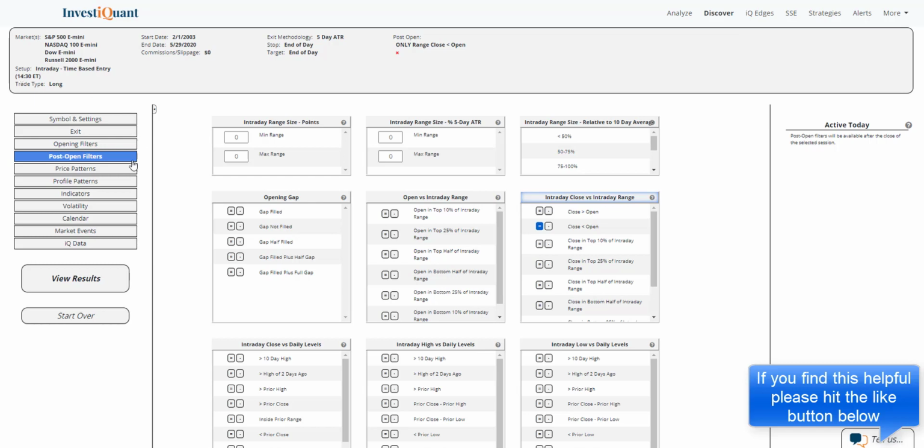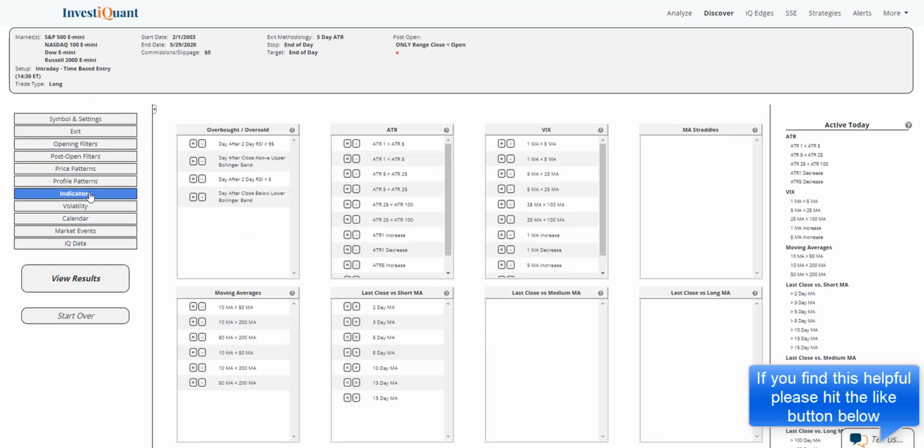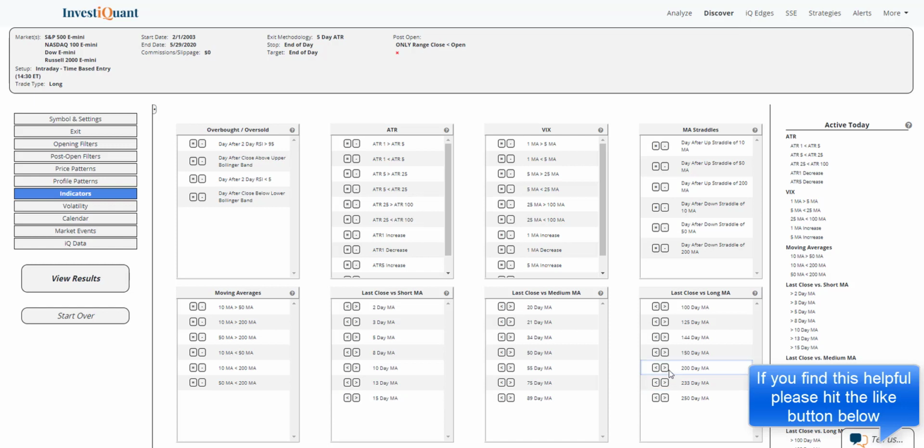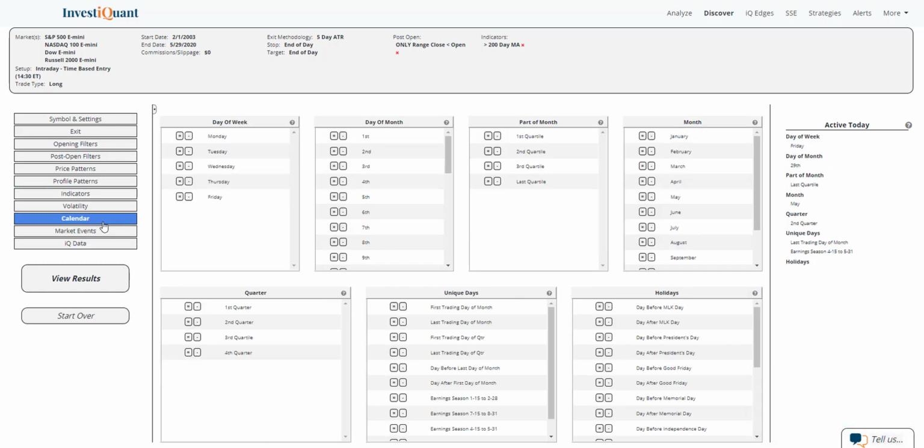Eastern time. And then adding the indicator, yesterday closed above pretty much every moving average, but I'm going to go ahead and use the 200 since that's what I used this morning. And then I need to go to the calendar to add that last trading day of the month. If I do that here, I can hit equals and then view results.